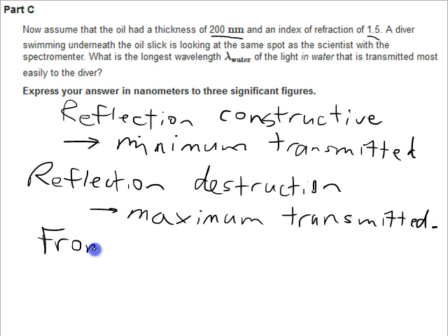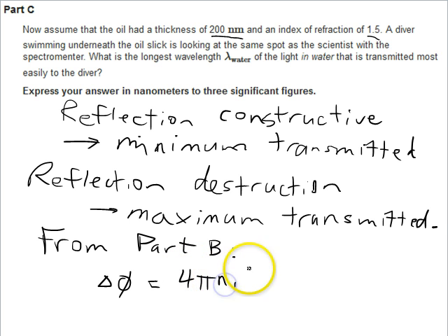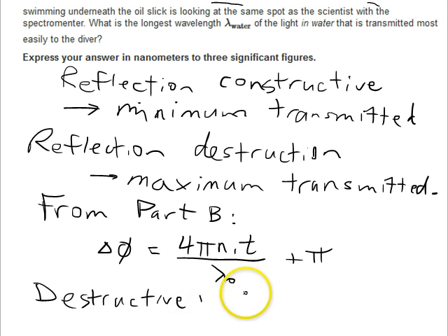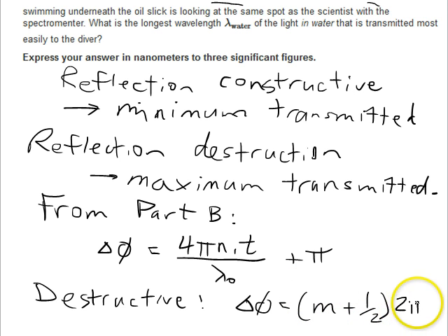So back from part B, we had an equation for delta phi, which looked like this. Delta phi is equal to 4 pi times n1 times the thickness divided by lambda in air, plus pi. Because again, the oil slick now has a higher index than the water below it. And so destructive interference now, so that we can maximize light for the scuba diver, will have delta phi equal to m plus a half times 2 pi.